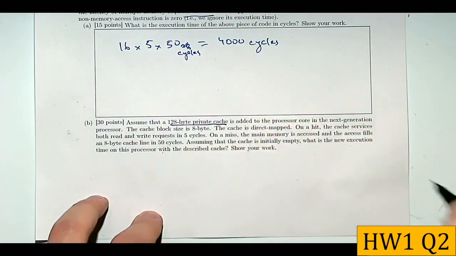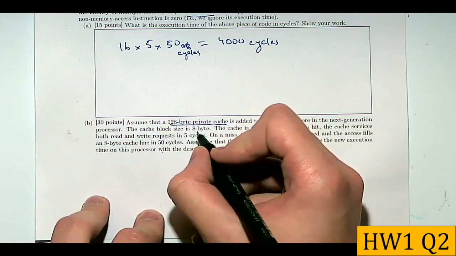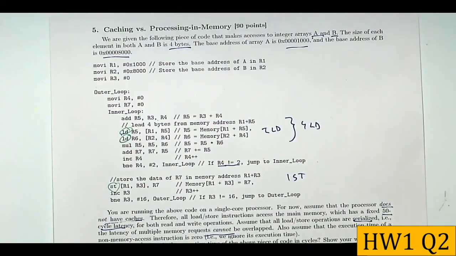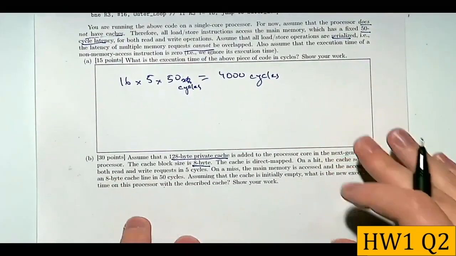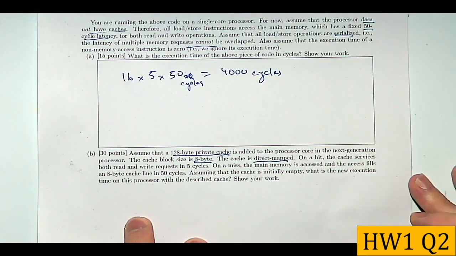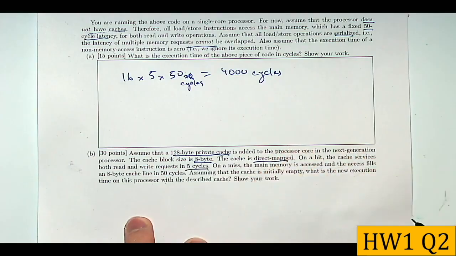Okay, so now it becomes a bit more complicated because we add a 128-byte private cache. And here are the properties of this cache. So the cache block size is 8 bytes. Okay, so based on this information, we can directly see that we can fit 2 elements into one cache block. This is important. And then the cache is direct mapped, and access to the cache takes 5 cycles. And on a miss, we go to the main memory and then again pay the 50 cycle latency. And the question is the same. So if you have this cache, what will be the execution time of this code here?